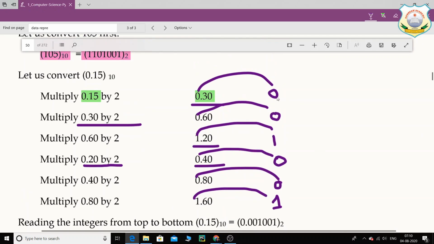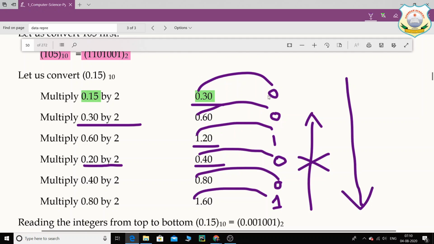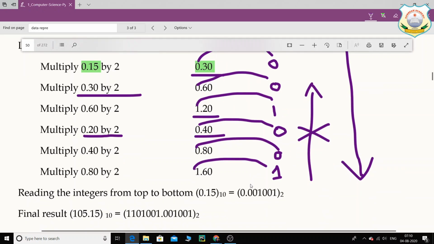Now what is this answer? See, this is the answer, 0 0 1 0 0 1. And for this fractional part, you're not supposed to go bottom to top, that is the wrong way. You have to go top to bottom. And so you're going to take the number as 0 0 1 0 0 1, and that is the number you can see for the fractional answer that they have given, that is 0.15 will be what?